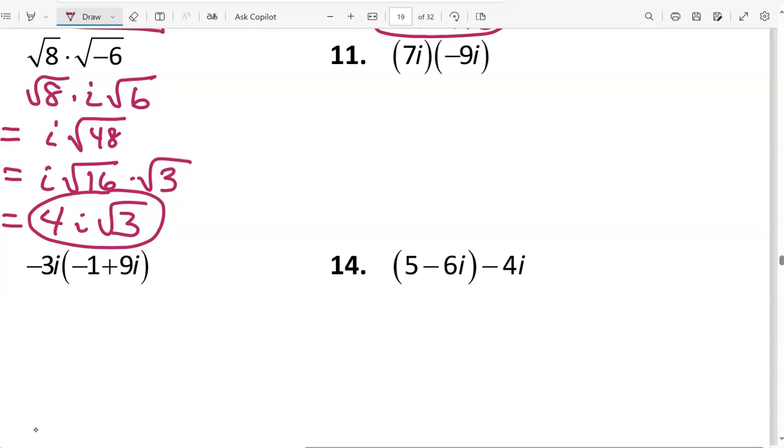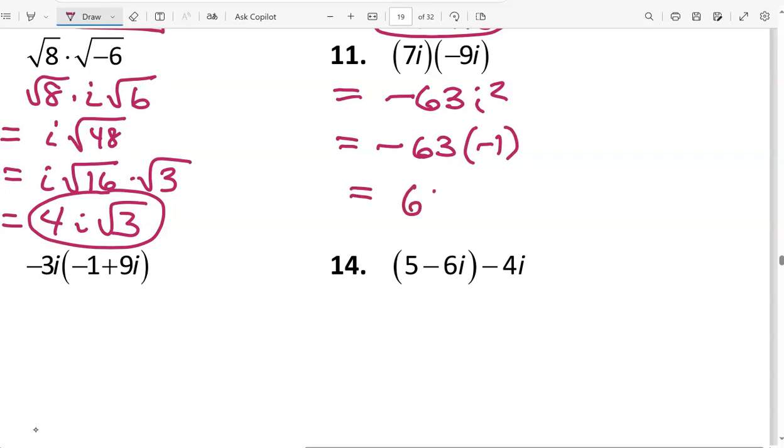In number 11, 7i times negative 9i is negative 63 times i squared, and then the i squared is equal to negative 1, so that gives us negative 63 times negative 1, which is positive 63.